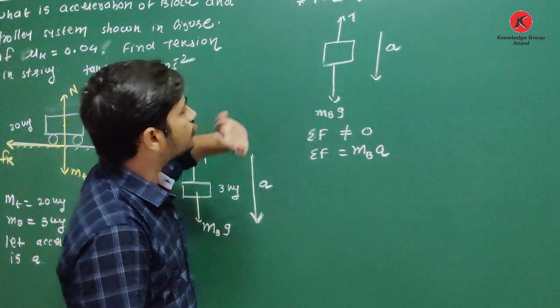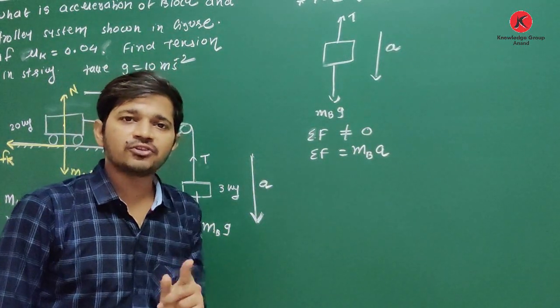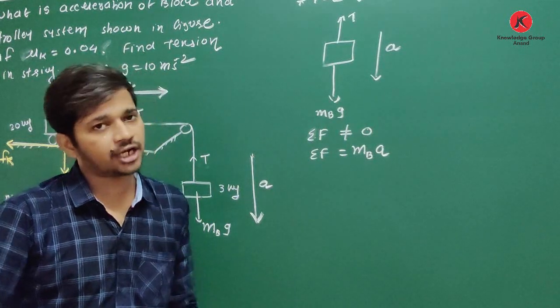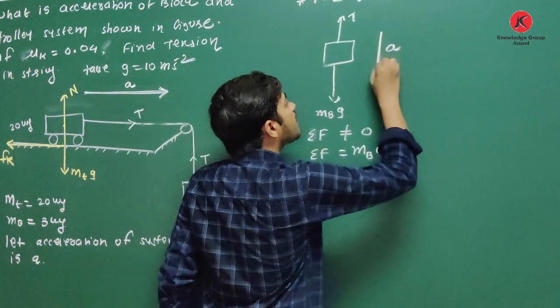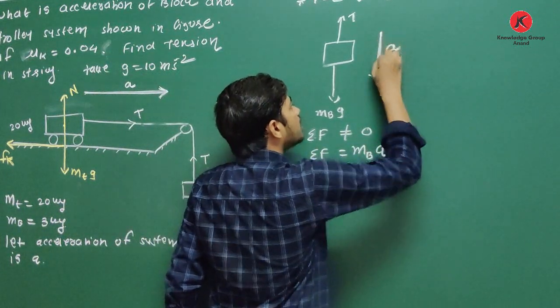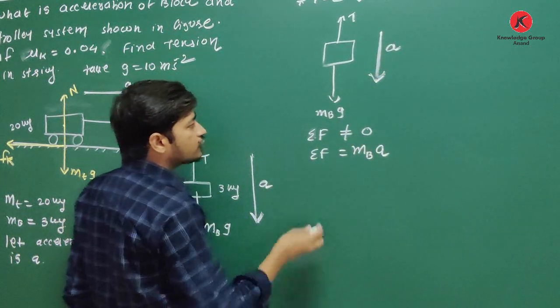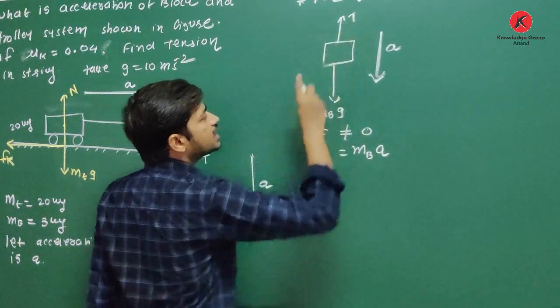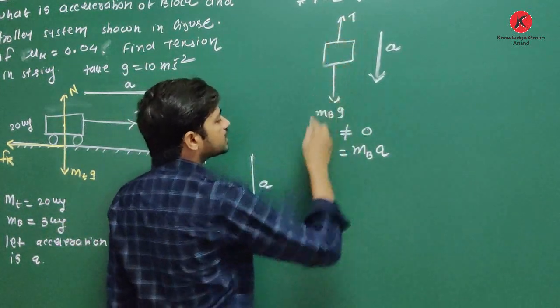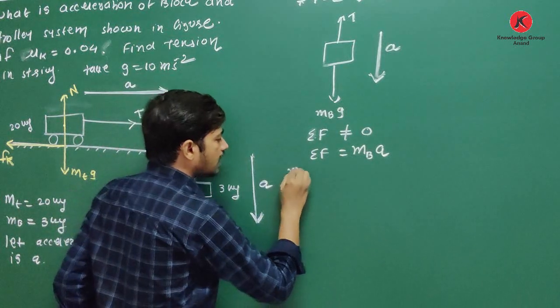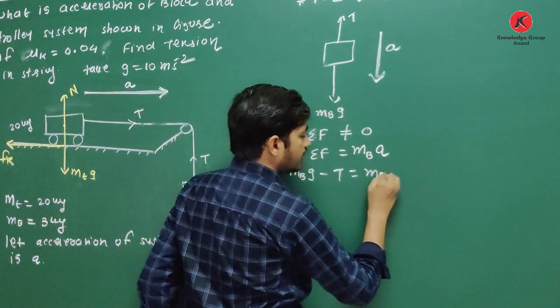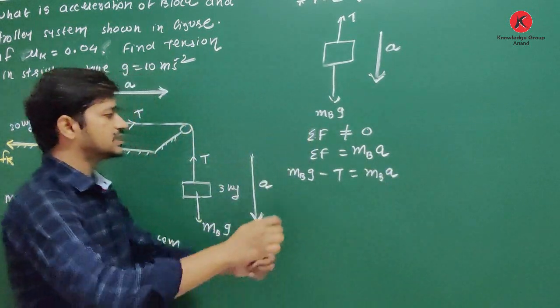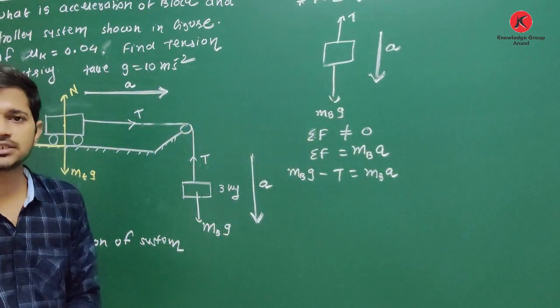As these two forces are in opposite direction, one I have to consider positive, another negative. Which one to consider positive? This block is moving in downward direction, so obviously mBg is greater than T. Then how to write this sigma F? It is mBg minus T is equal to mBa. Clear about this?